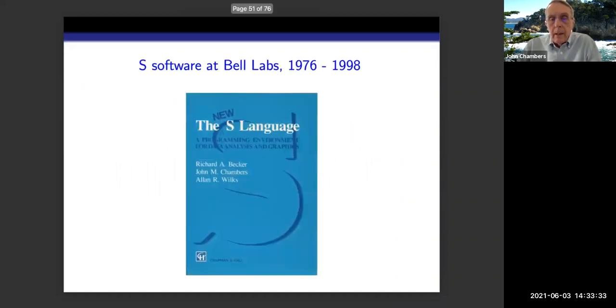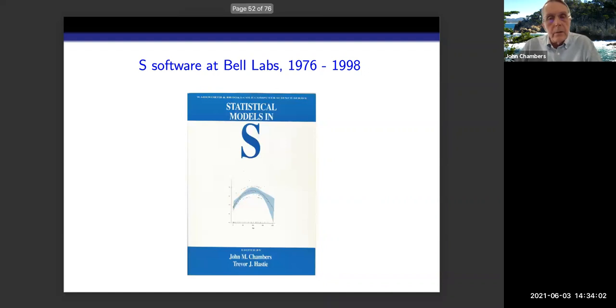And as I say, this version of S became much more widely used, and was then described in two books that came out. The first book was called The New S Language, by Rick and I and our colleague Alan Wilks. This was a description of how to program in S and to some extent how S itself worked, the mechanics of the language. And the second book was Statistical Models in S, which was a product of about 10 authors, which was edited by me and Trevor Hastie. And this described some new extensions to the language and also software for a variety of statistical models, introducing a new approach to dealing with models in data.